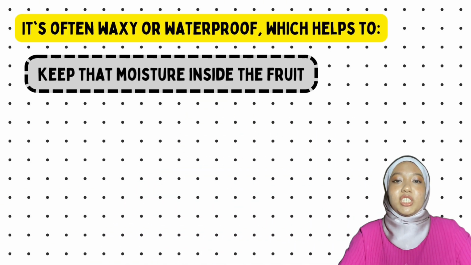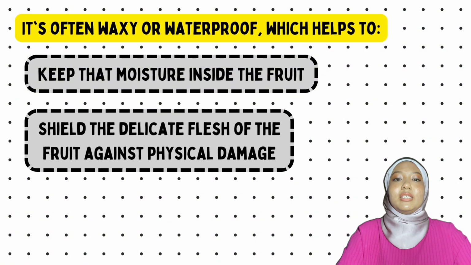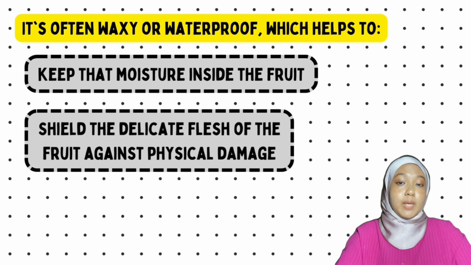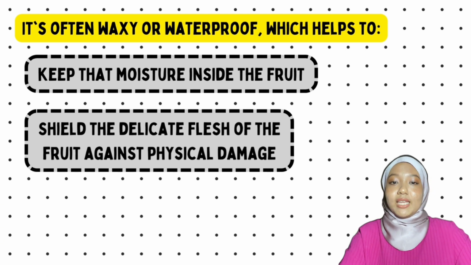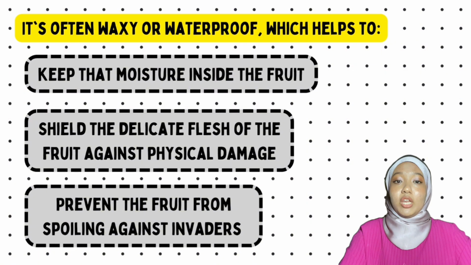It's often waxy or waterproof, which helps to keep moisture inside the fruit, preventing it from drying out. It shields the delicate flesh of the fruit against physical damage, for example bumps, scrapes, and bruises that might happen as it grows on the plant. And last but not least, it protects the fruit from spoiling against invaders such as bacteria and fungi.